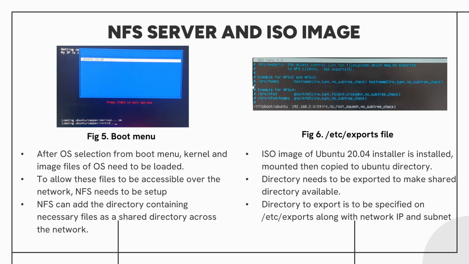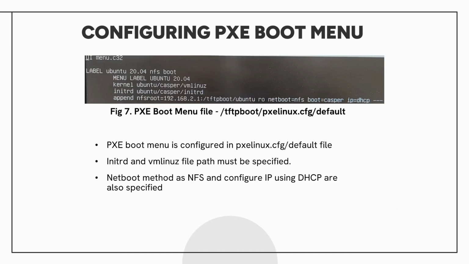After selecting the operating system from the boot menu, the images and kernel files must be loaded. Therefore, NFS is set up and it allows a system to share directories and files with others over a network. This is done by adding the directory that is needed to be shared as a shared directory across the network. An ISO image of the Ubuntu 20.04 installer is installed and mounted. It is then copied to the Ubuntu directory. This directory now contains all ISO files necessary to install the operating system on the compute node.